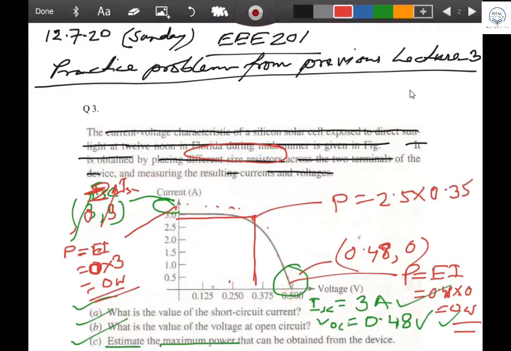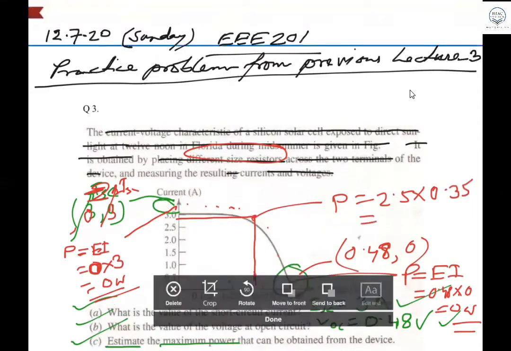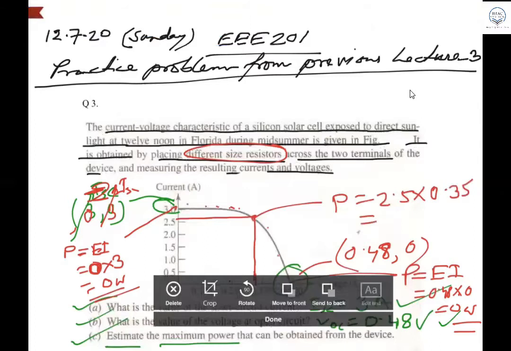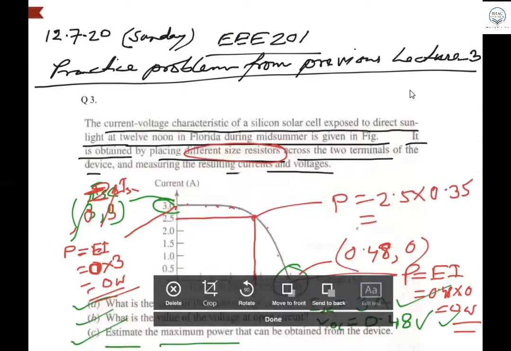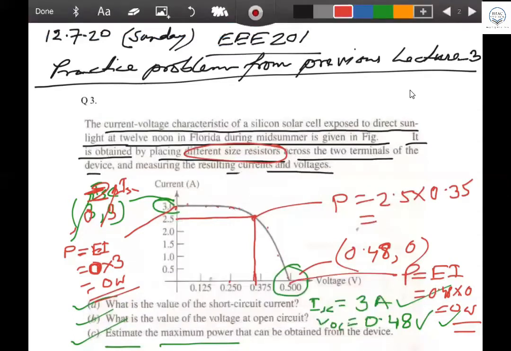Can you calculate? Anybody, calculator? Sir, 0.875. Okay, 0.875 watt. So we can say that this is the power we are getting at this point, but you have to show that this power, as you say at the curving point, gives the maximum power. You have to prove it, otherwise I cannot accept it.